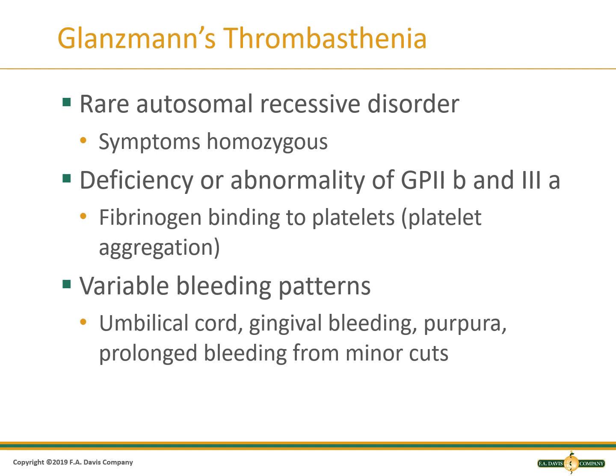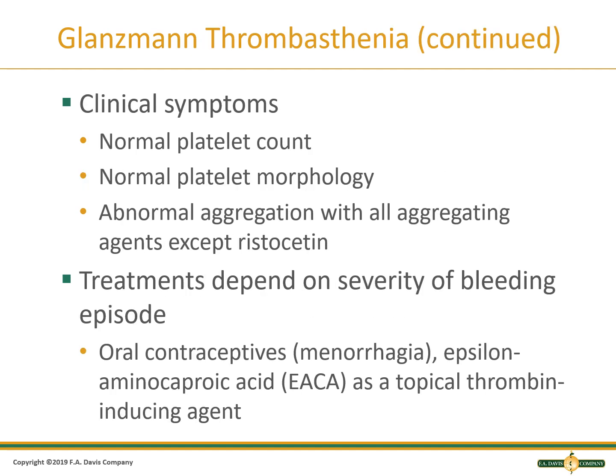Glanzmann's thrombasthenia is a rare autosomal recessive disorder. It is caused by a homozygous deficiency or abnormality of GP2B and 3A. It affects fibrinogen binding to the platelets, or platelet aggregation. Variable bleeding patterns with the umbilical cord, gingival bleeding, purpura, and prolonged bleeding from minor cuts may be exhibited. Clinically, you will see a normal platelet count and normal platelet morphology. You will have abnormal aggregation with all aggregating agents except ristocetin.